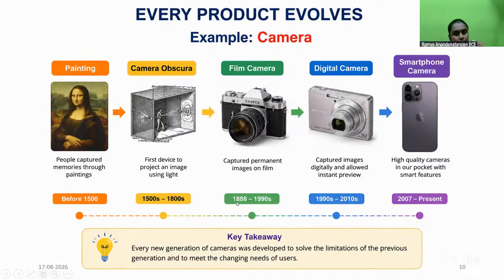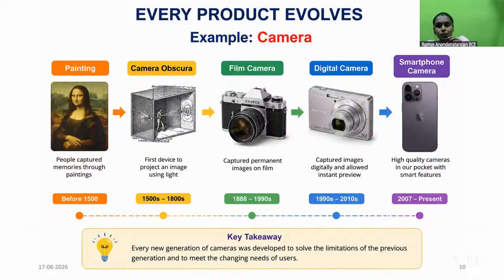In the 18th and 19th century, we used film cameras which captured images on the film permanently. After that, we came to the digital camera, where we stored the images digitally, and the chemical films were not used. This was in use till 2010. Now, in the present day, we have smartphone cameras, which are high quality cameras in our pocket. The size has reduced. It has a lot of smart features, and you can even edit the images right away. So all these facilities are available.